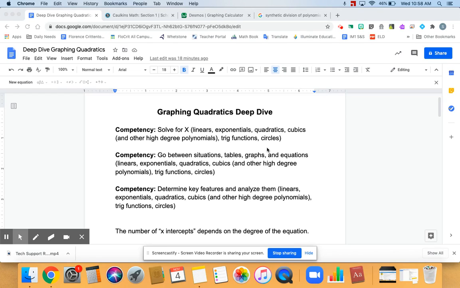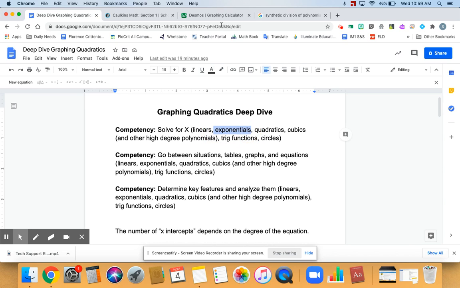First of all, there are tons of competencies that we as teachers have to prove you have scored well enough on in order to be considered good enough at this competency to graduate. And so these units have a lot of these competencies in them. For example, one of the competencies is solving for x, which specifically happens with linear equations in year one, and then exponentials as well in year one.